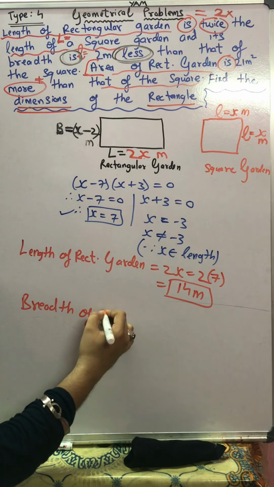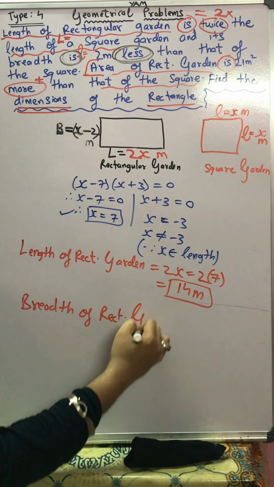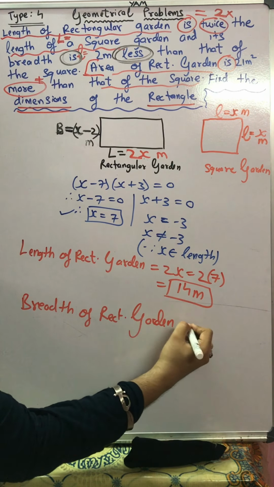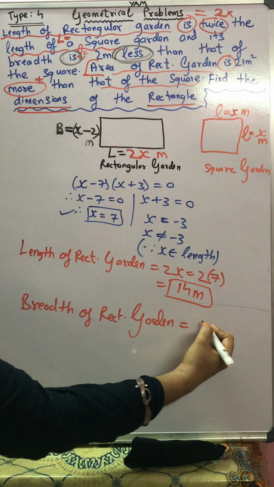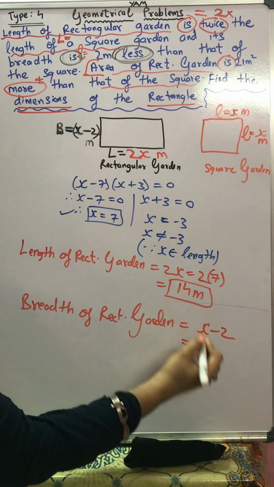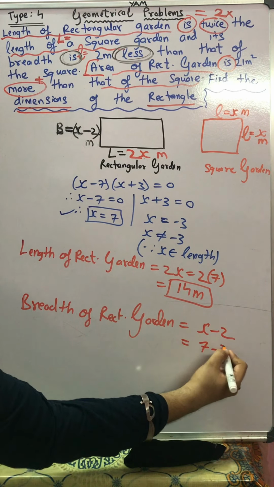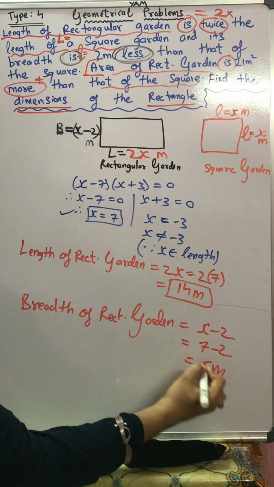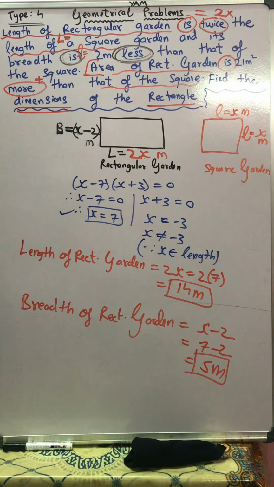And the breadth of the rectangular garden is how much? It's x minus 2. At the place of x, I'll put 7. So 7 minus 2 is equal to 5 meters. So we found out the dimensions. It was a good sum, students.